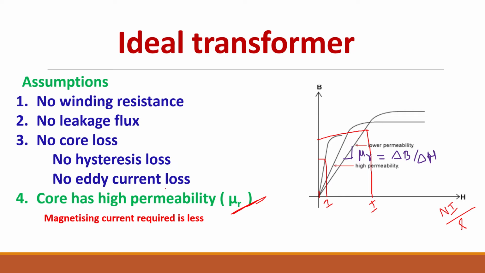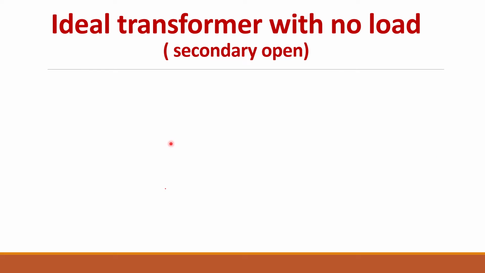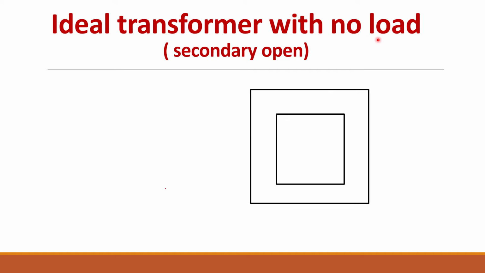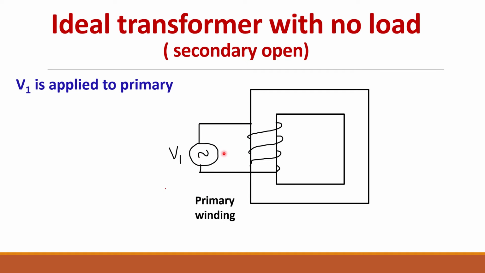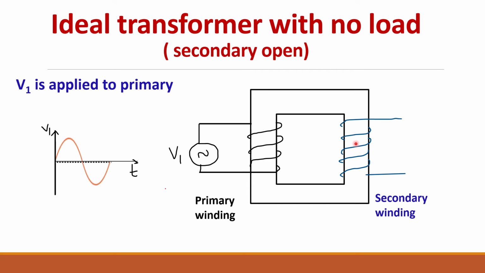So these are the four assumptions for an ideal transformer, or we can say these are the four characteristics of an ideal transformer. Now let us see the ideal transformer under no load conditions. First, I am taking the magnetic core. We will wind the primary winding, to which we have to give the sinusoidal AC supply voltage. Let us mark it as V1. So V1 is the sinusoidal voltage applied to the primary winding. Then we have the secondary winding, which is left open because we are considering the no load condition. So no load is connected here, it is left open.